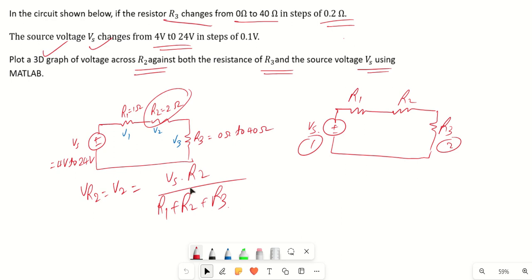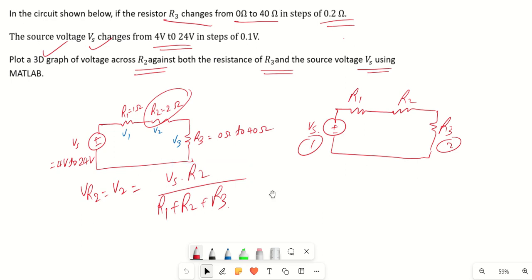As you can see, we have Vs variation as well as R3 variation both. So there will be one variation in R3, and for that, what is the value of voltage across R2 for all the values of Vs, that is 4 volt, 4.1, 4.2, 4.3 up to 24 volt. Again, you change the value of R3 to 0.2 ohm, and for that again Vs will vary. So like that it will happen.